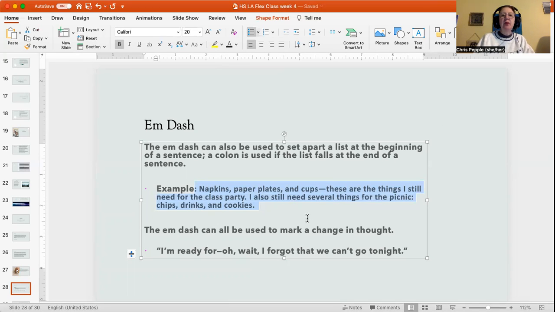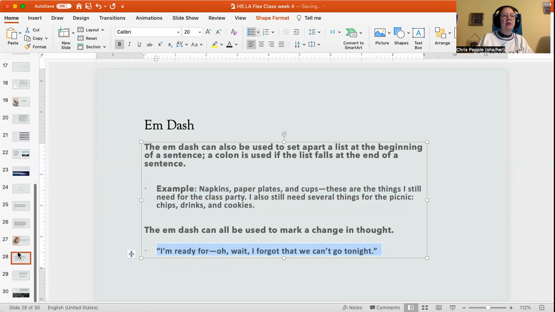The M dash can also be used to mark a change in thought. You're doing creative fiction. I'm going to change this so it shows very clearly that it's the long dash. A character starts to say something, I'm ready for, and then they have a break in thought. Oh, wait, I forgot we can't go tonight. That's where the M dash comes in. You also put the M dash if you didn't finish that sentence. If somebody interrupts somebody in speech, that's the M dash.